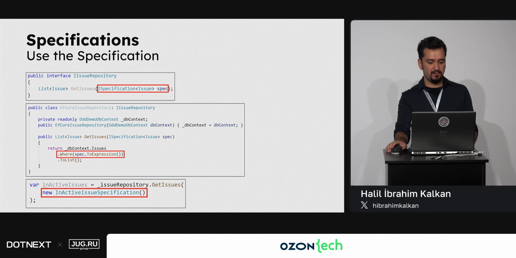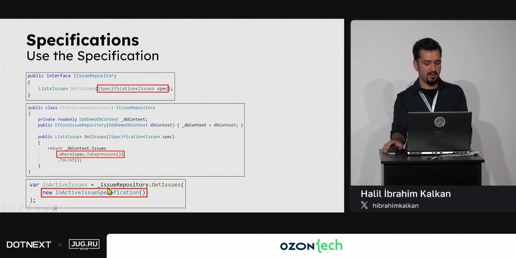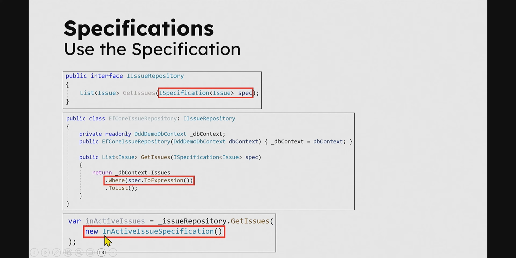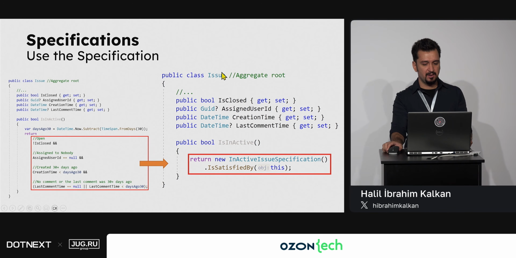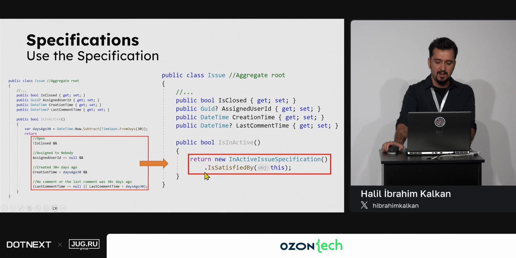When we want to use that, for example, we just inject the issue repository, then get issues by creating an instance of that specification. So we have actually created the expression instance and passed it to the repository object. It's very easy. Okay, let's return to the issue entity. We have duplication of this logic. How to reduce this duplication? It's very simple. In the isInactive method, we can just create a new object of the inactive issue specification and call its isSatisfiedBy method with this object.